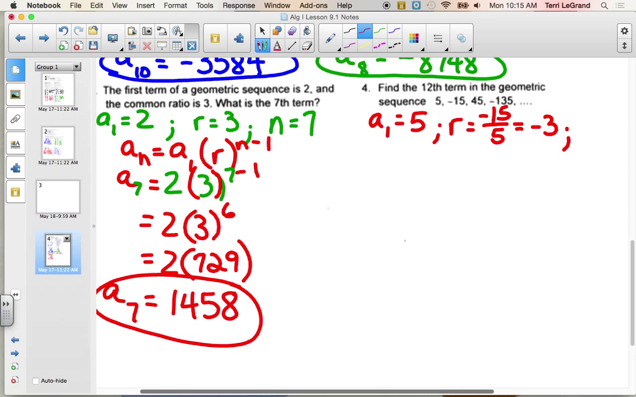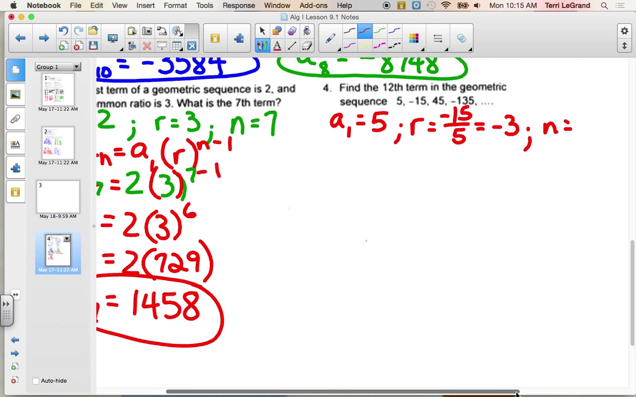And our n value is, and I want the 12th term. Okay, you go ahead and substitute that into our formula and find the 12th term of that geometric sequence. I'm thinking we better end up with a negative number, because every second term is negative and 12 is a multiple of 2.